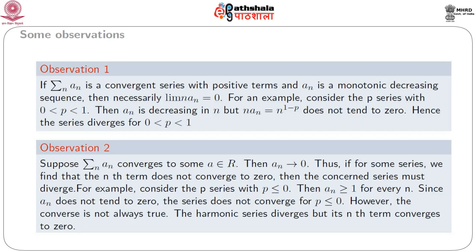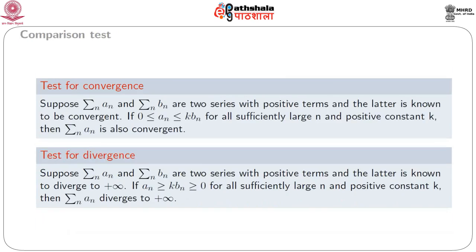So next, let us consider another useful test for convergence. This is known as the comparison test. First we shall discuss the test for convergence. Suppose summation an and summation bn are two series with positive terms and the latter is known to be convergent. If 0 is less than or equal to an, which is less than or equal to k times bn for all sufficiently large n and positive constant k, then the series with an is also convergent.